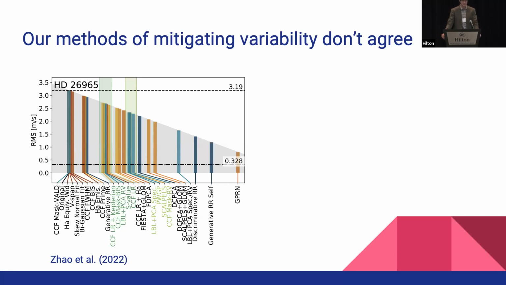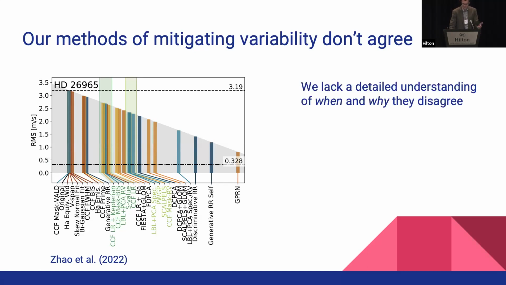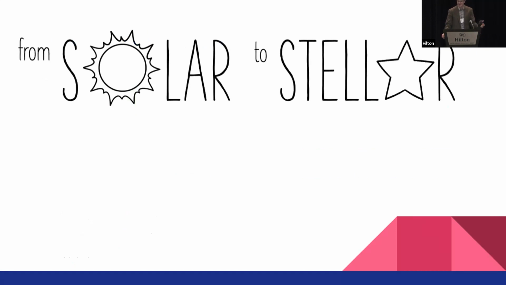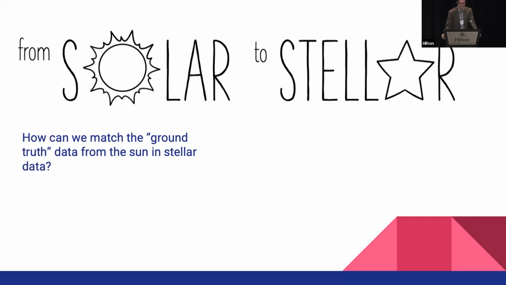So this is a plot that we've seen a few times, or a version of this plot from Lily's paper. And really, we don't agree on what is stellar variability with our current mitigation techniques. And what we lack is a detailed understanding of when and why they disagree, or more to the point of this session, we lack a library of well understood stellar data sets that we could use for assessing these techniques. Lily had a great slide that covered a lot of the points here, but how do we go from solar to stellar, and how can we mimic the ground truth that we get from the sun in these stellar data sets?